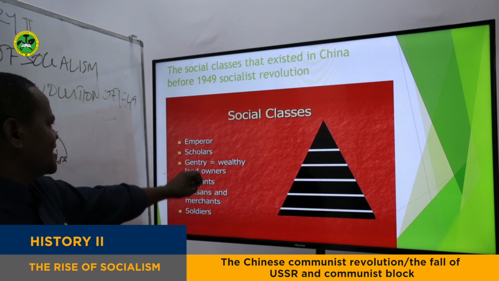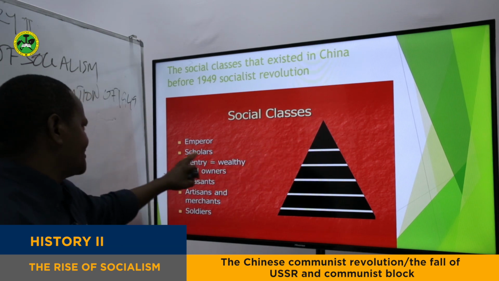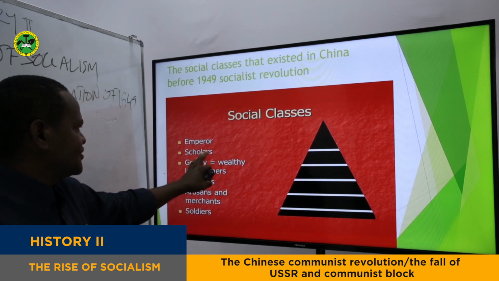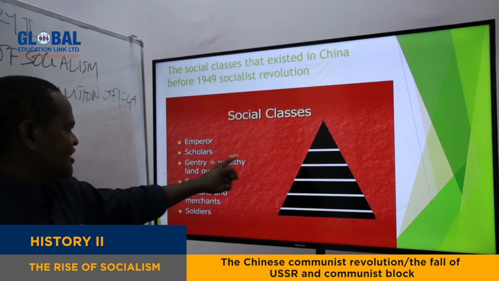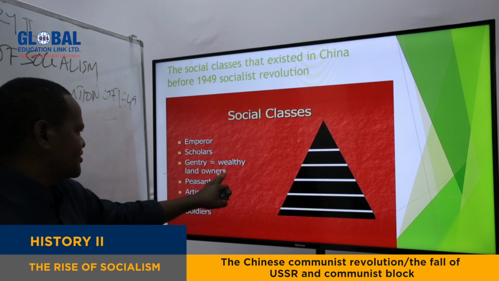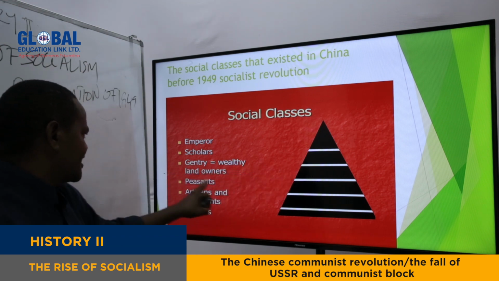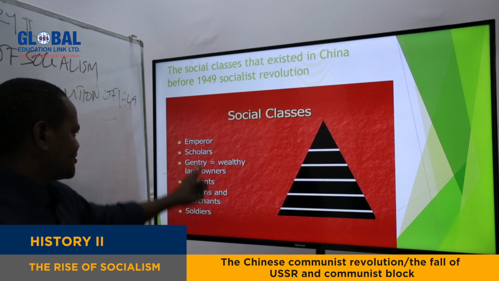This is the emperor, who is at the top. And you can see there are some scholars. Scholars means the elite and the intellectuals. These, of course, were second. And there were gentry, wealthy people, and landowners, the landlords. They were the third. But there were peasants, artisans, merchants, and soldiers. So these are the classes which existed in China.